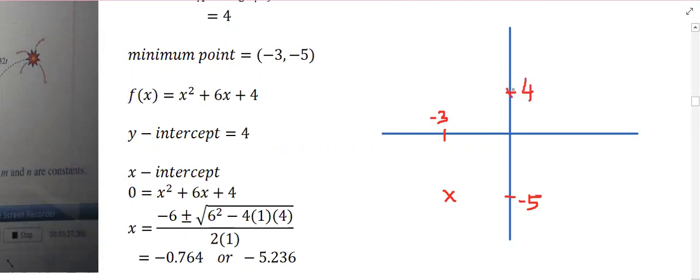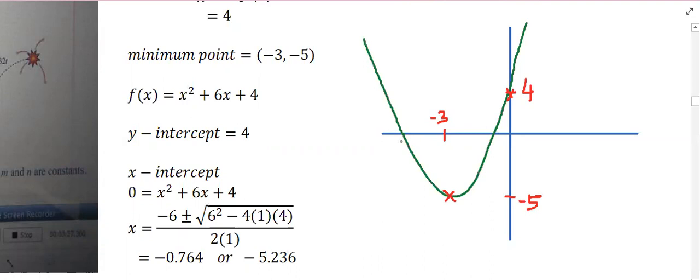Okay, I got these 2 points that I draw first. Smiley face. Smiley face. Lukis dia imbang sikit. Imbang sikit. Like this. Like this.